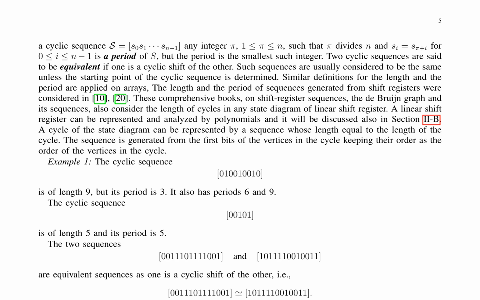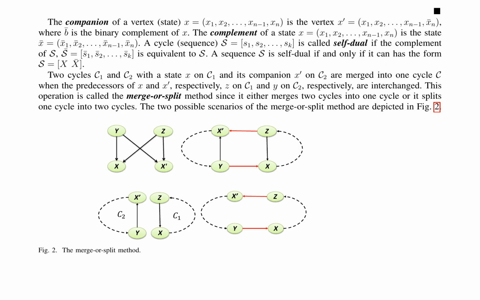A cycle in the state diagram of a linear shift register can be represented by a sequence whose length equals the cycle length, generated from the first bits of the vertices in the cycle, in their order. The concept of companion vertices is introduced, where the companion of a vertex x is the vertex x̂ obtained by flipping the last bit of x. The complement of a state x is defined as the state obtained by flipping all bits of x. A cycle S is self-dual if its complement, denoted S̄, is equivalent to S. A sequence S is self-dual if and only if it has the form S = XX̄, where X is a sequence and X̄ is its complement.